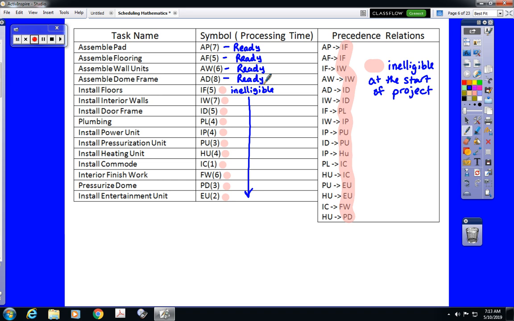So again, the precedence relationships serve 2 purposes. The first purpose is to tell us what order we have to do things in. And the second reason we have them is to be able to tell which tasks are ready at the start. One of the types of problems we do in this unit is we have to draw a graph, this is graph theory, a graph to represent the project. And in order to do that, we have to know what's ready at the beginning. So let's take a look at the graph for this particular task, Dream Home on Mars.